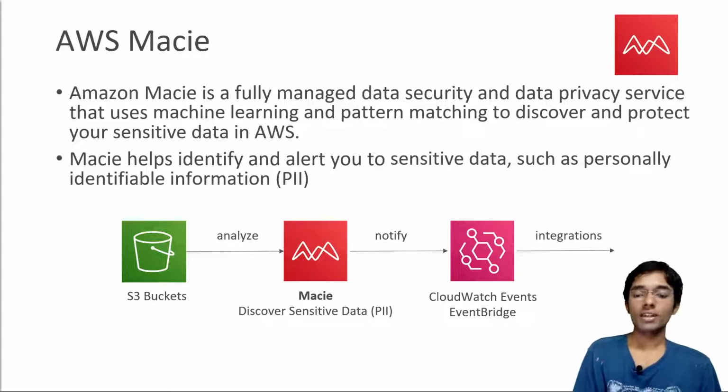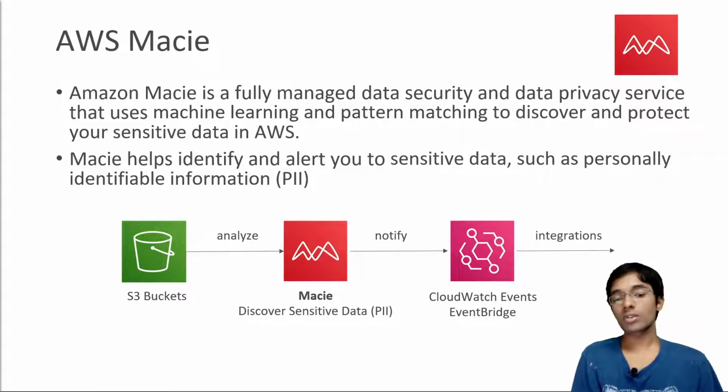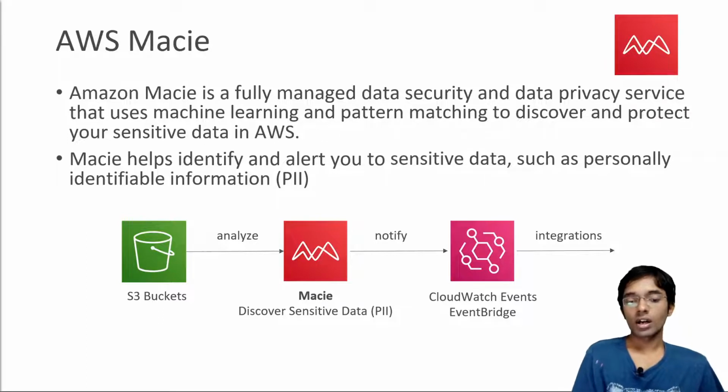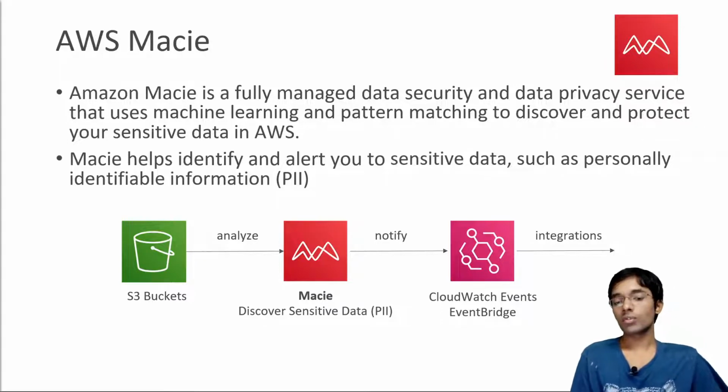So Macie in this instance will be used to find the sensitive data in your S3 buckets, and that's the only thing it will do. It's just one click to enable it, and you just specify the S3 buckets you want to have, and then that will be it.